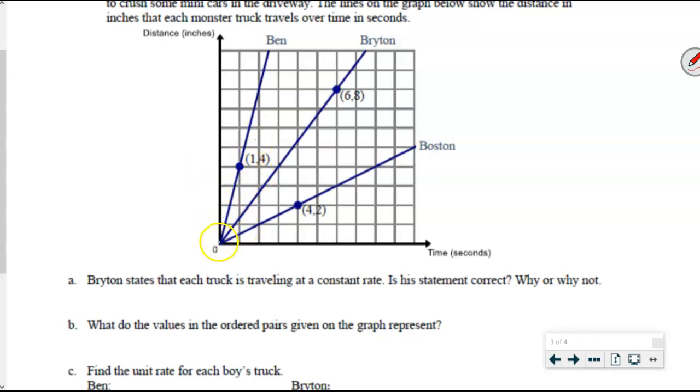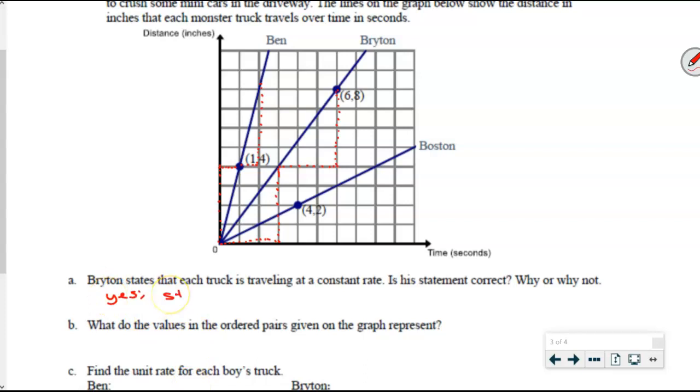So let's look at Ben. For Ben, it's going 4 inches in 1 second, which means 1 second later after that, it's going to go another 4 inches. That's what we're talking about with, are they traveling at a constant rate? And we can look at Brighton. I can see that we're going over 3 and up 4. So I can also pick another spot on the graph and go over 3 and up 4 and still land on that same line. So yes, they are traveling at a constant rate.